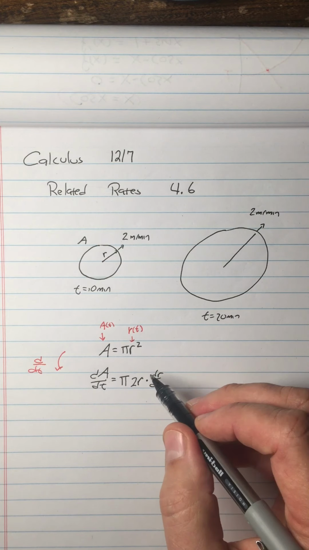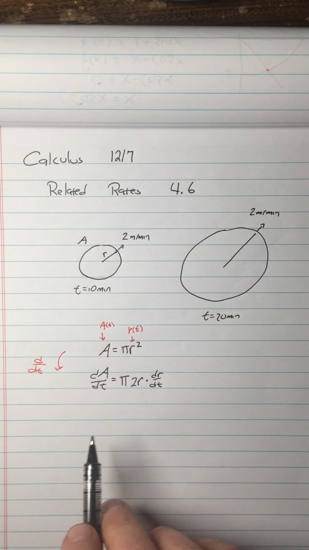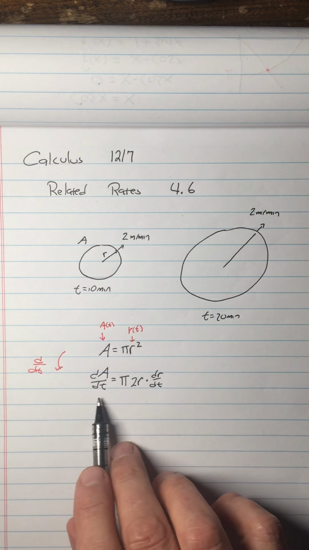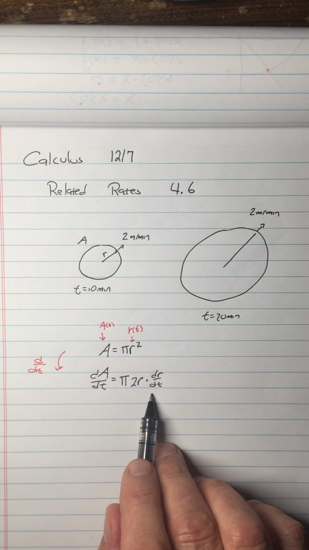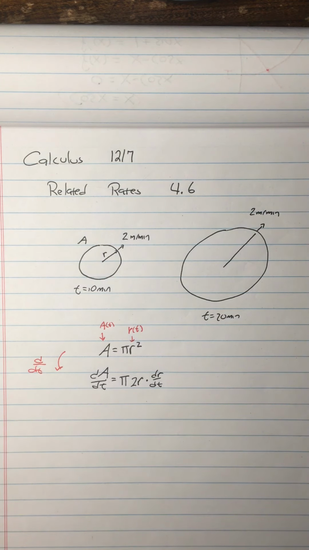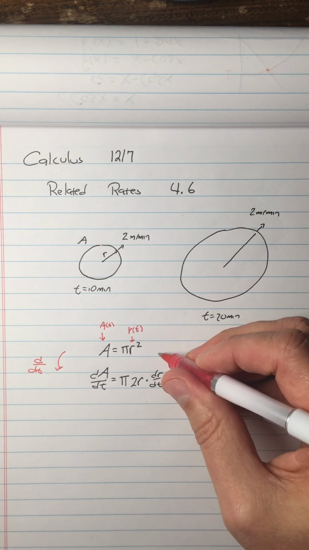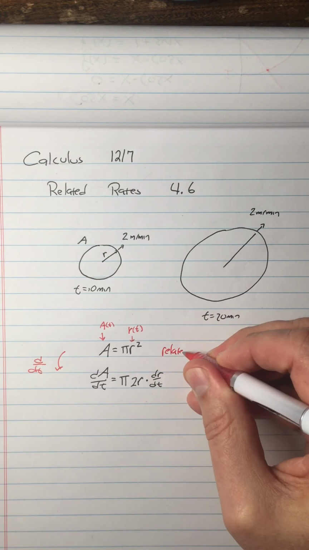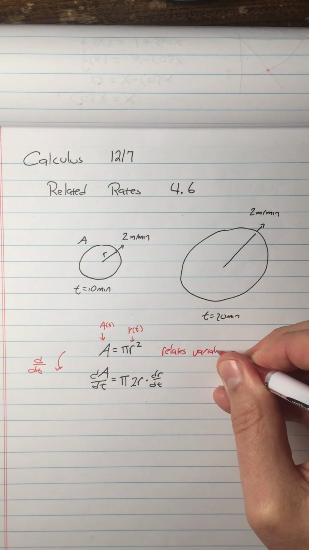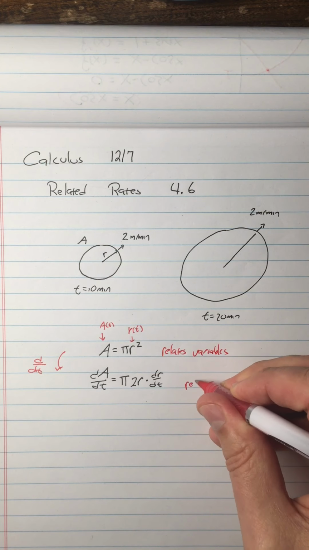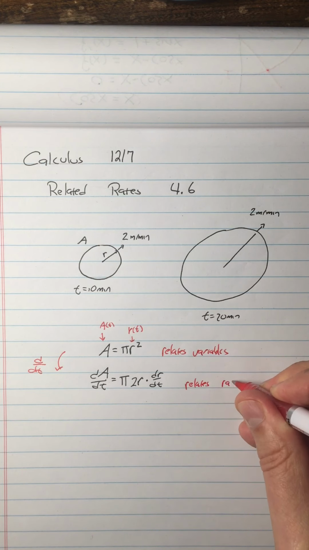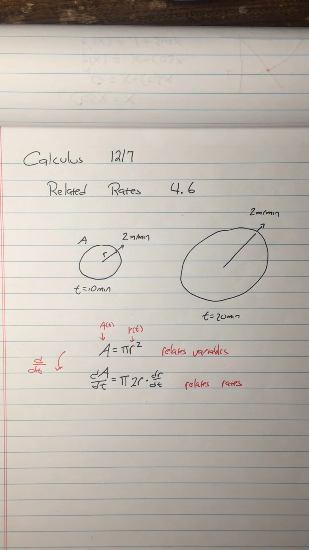So what I have now is an equation that relates the two rates. The original equation relates the variables, and this equation relates the rates. Now we'll talk about what to do with it in the next video.